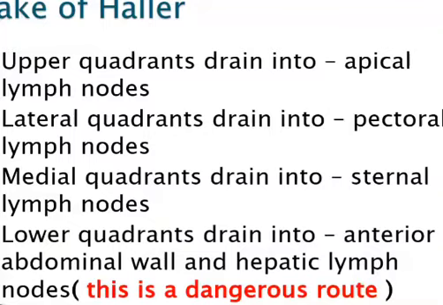the upper quadrants drain into apical lymph nodes. The lateral quadrants drain into pectoral lymph nodes. Medial quadrants drain into sternal lymph nodes. And lower quadrants drain into lymph nodes in the anterior abdominal wall and also into hepatic lymph nodes. And this is a dangerous route.